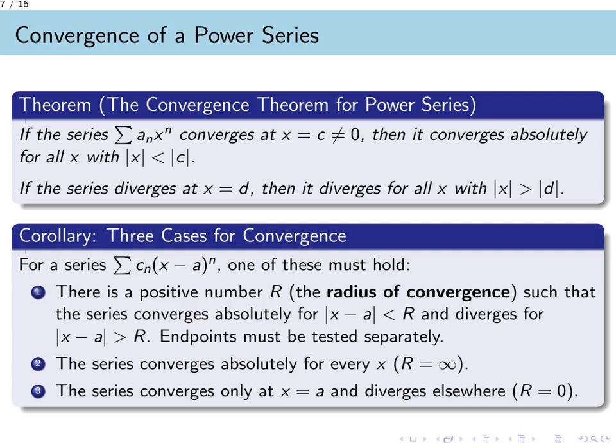The most common case is that there is a positive number, which we call the radius of convergence r, that defines an interval. The series converges absolutely when the absolute value of the quantity x minus a is less than r, and it diverges when this absolute value is greater than r. The second case is that the series converges for all x, which means r is infinite. The third case is that the series converges only at its center, x equals a, so r is 0. The essential result is that every power series has a radius of convergence r that determines its interval of convergence.